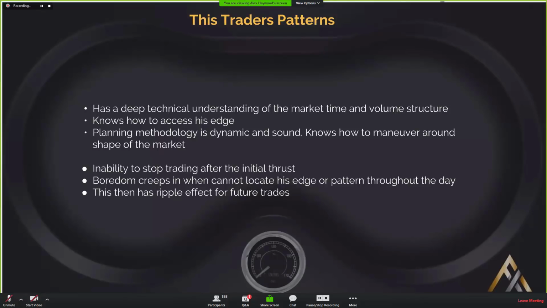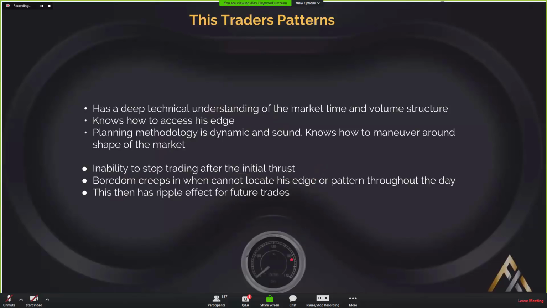From a proprietary trading perspective, what separates the really good traders from the average trader is the ability to get into really high leverage positions and time it really well. You can have guys with a 20% hit rate who make phenomenal amounts of money because they're leveraging up on their winning trades. So he has this inability to stop trading after the initial thrust.